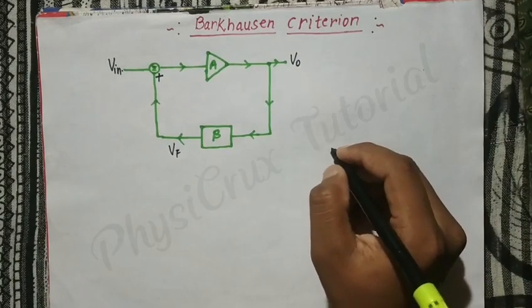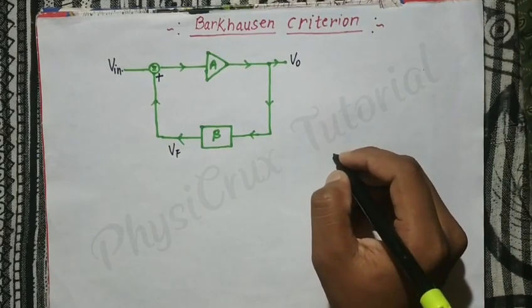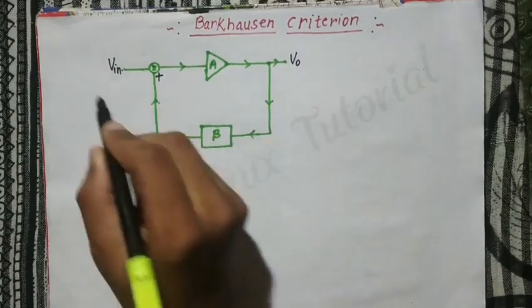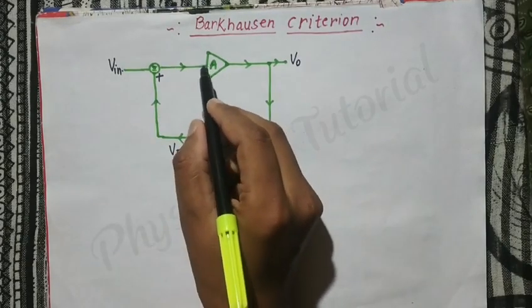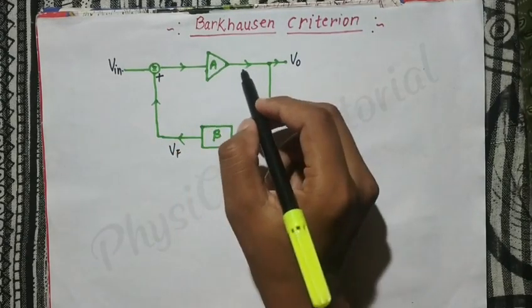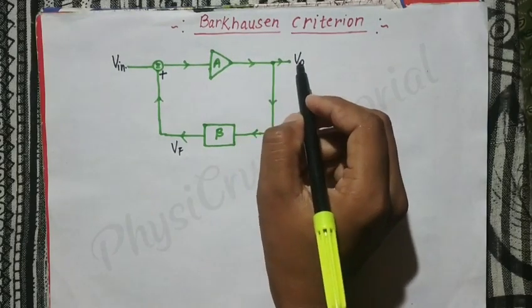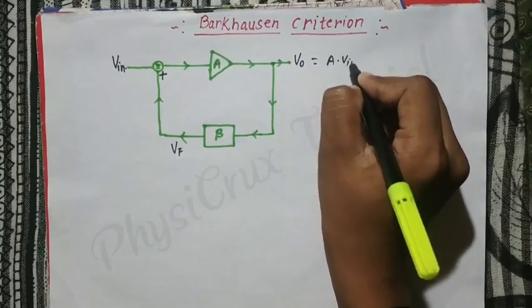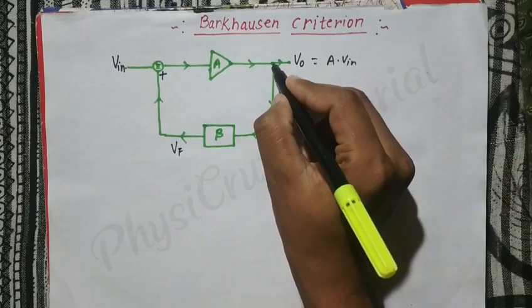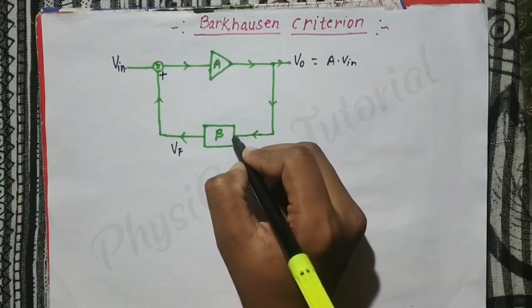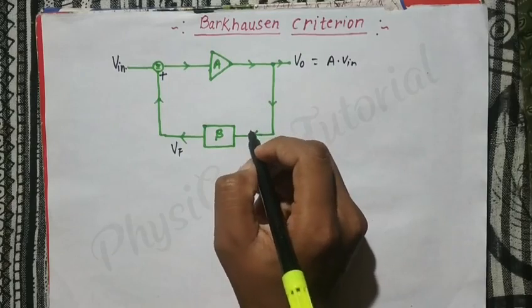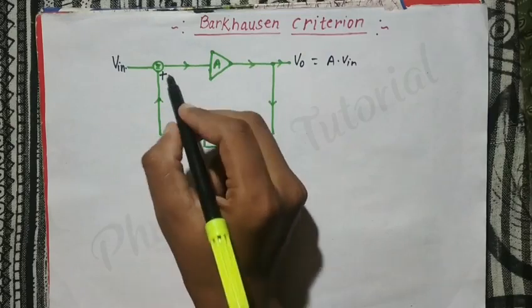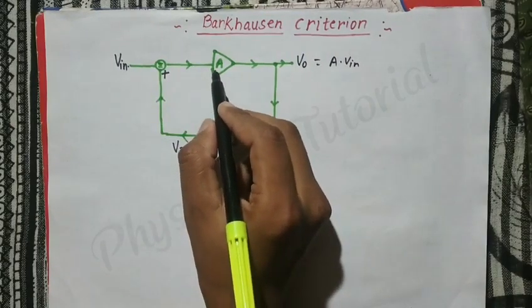Here an oscillator circuit is nothing but the amplifier which is given a positive feedback. Let the initial signal voltage V input be fed to the input terminal of the amplifier. We get an amplified output, that is V naught equal to A into V in. Some of the amplified output is fed back to the feedback circuit. We get a feedback voltage and this feedback voltage is taken as the input of the amplifier.